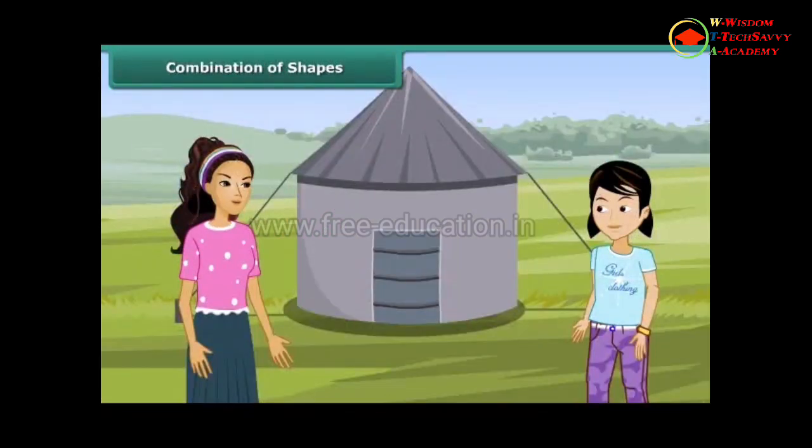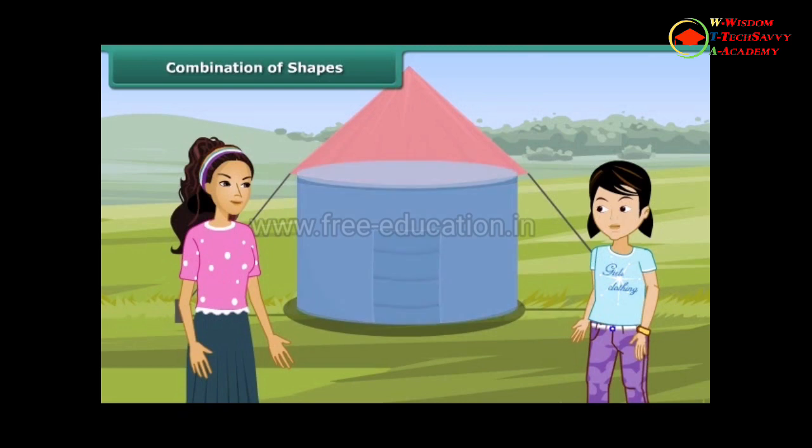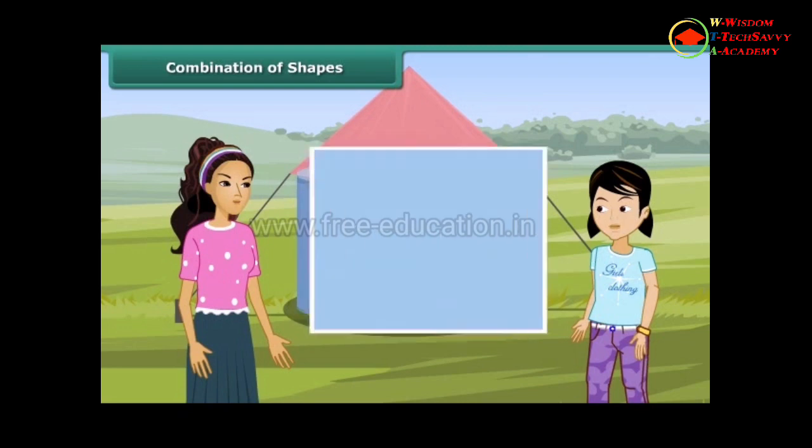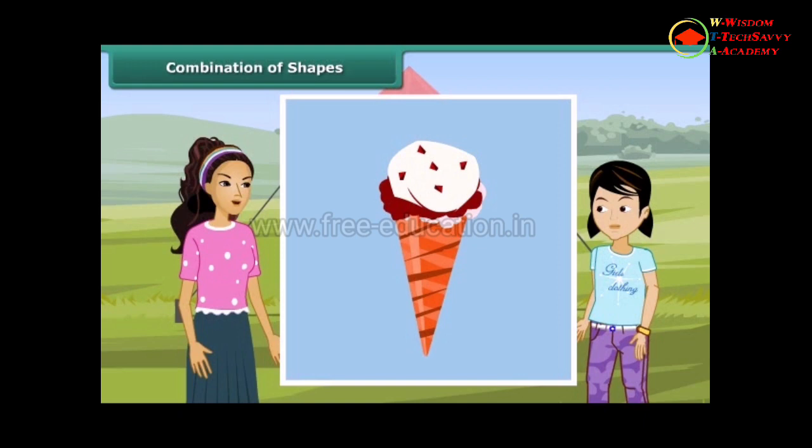Rita, look at this tent. This is made up of two shapes. Can you tell the name of the shapes? Yes, I can see the shapes. One is a cone and another is a cylinder. Correct. Similarly, we have an ice cream. We can see that the cone is surmounted by a hemisphere.